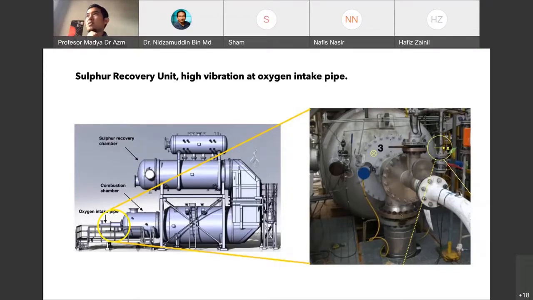So what happened is that there were very high vibrations on this intake pipe. At some point they had to stop the operations because, due to the vibration, the screw here almost came loose, which is a very dangerous situation.